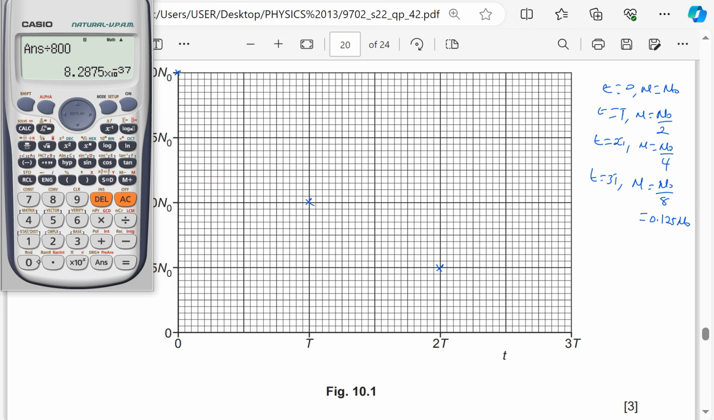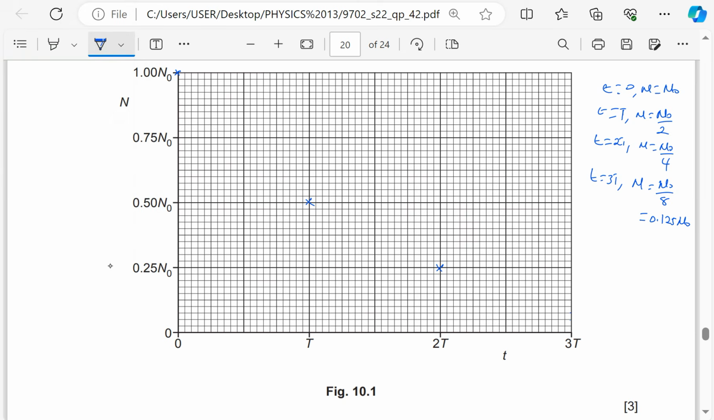So what is 0.125? Let me check with the scale. 0.25 divided by 10. So 0.125 divided by the scale. So those are 5 boxes. Are they 5 boxes? 0.125. Yeah, I think there are 5 boxes. So it is here. 1, 2, 3, 4, 5.